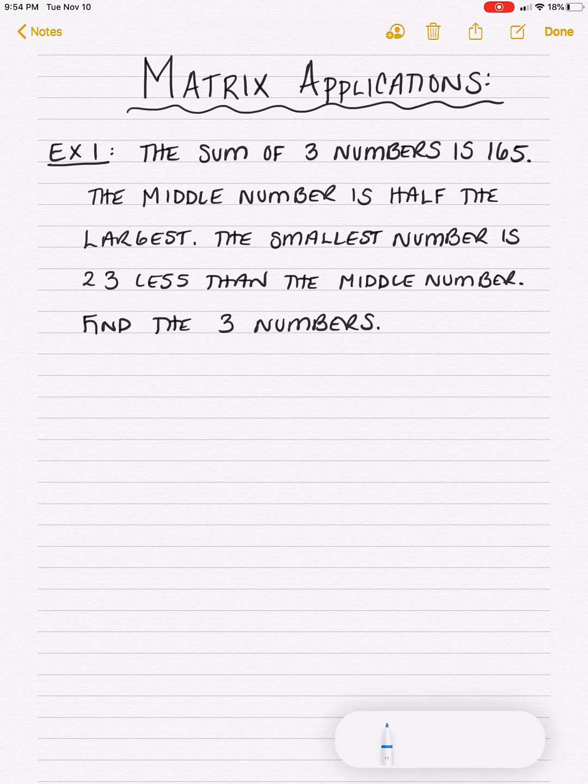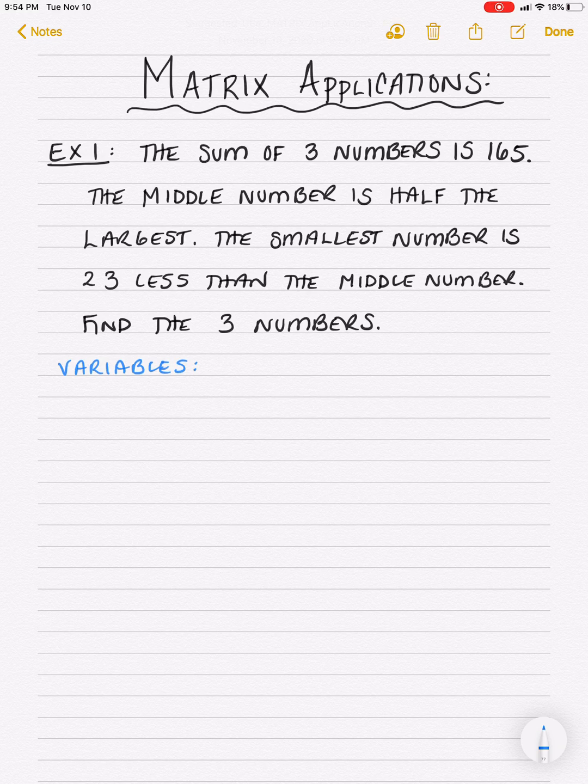All right, let's read through this problem. The sum of three numbers is 165. The middle number is half the largest. The smallest number is 23 less than the middle number. Find the three numbers. Now, a lot of times what happens when you read these is you pretty much leave the problem after you're done reading thinking, where do I begin?